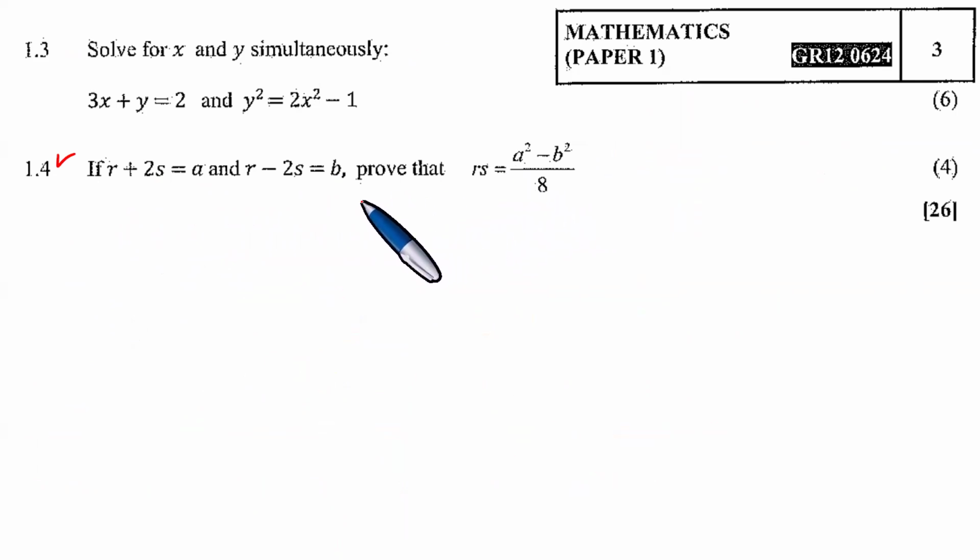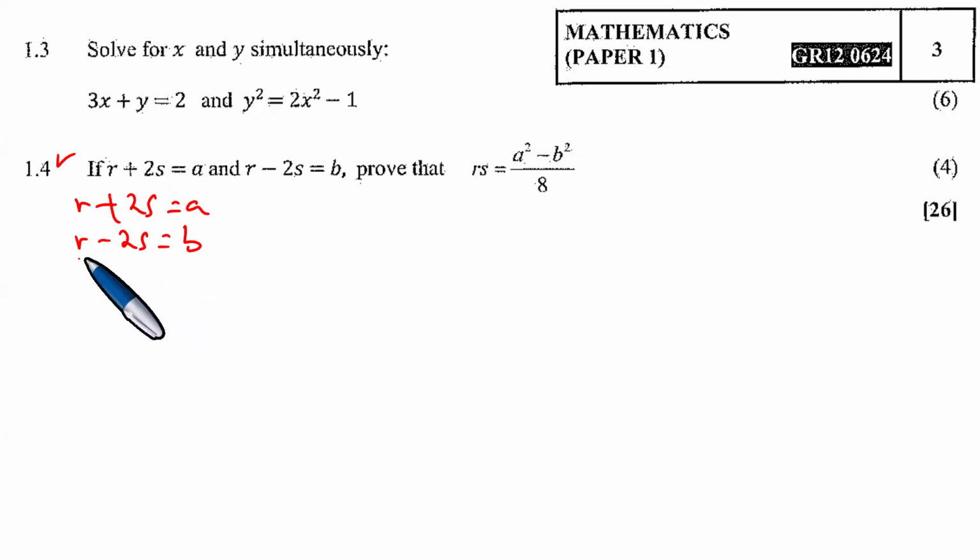To get the answer to this problem, there are a couple of things that we need to be in a position to do. We're able to prove this with ease. First things first, we shall say r plus 2s is a, and then we have the simultaneous equation, r minus 2s is b. So we have these two equations.